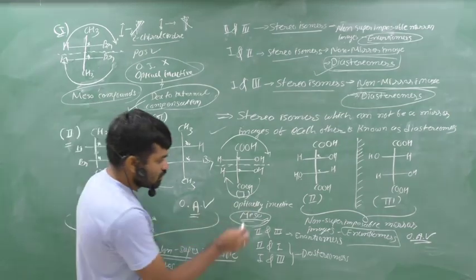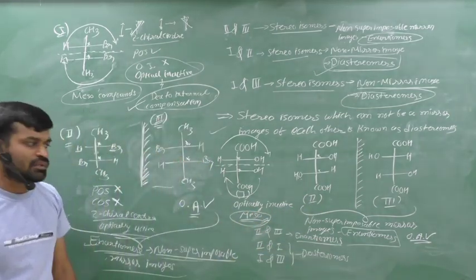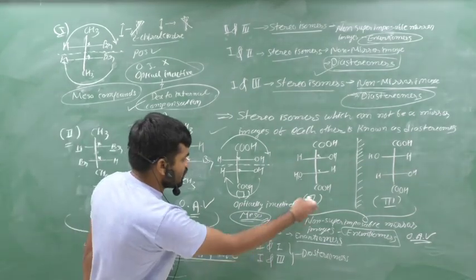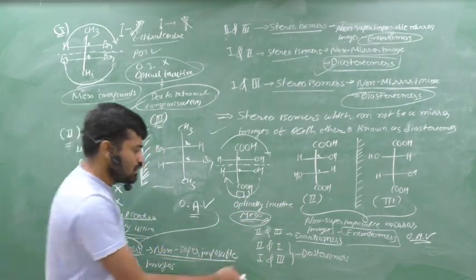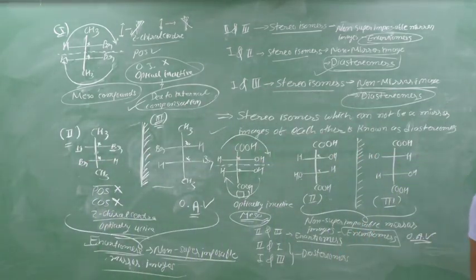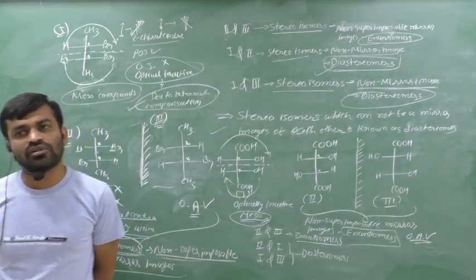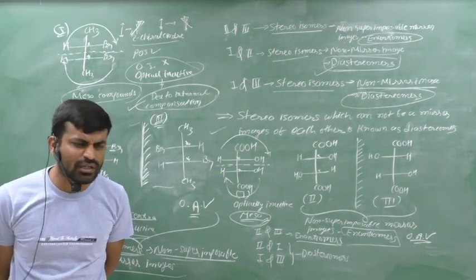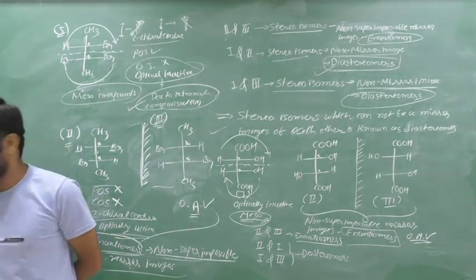In this, second and third are enantiomers because they are non-superimposable mirror images. 2 and 1 are diastereomers because they are not mirror images. 1 and 3 are also diastereomers because they are not mirror images. If they are mirror images and non-superimposable on each other, then it is an enantiomer. If not mirror images, then it is a diastereomer. Always remember that, friends.